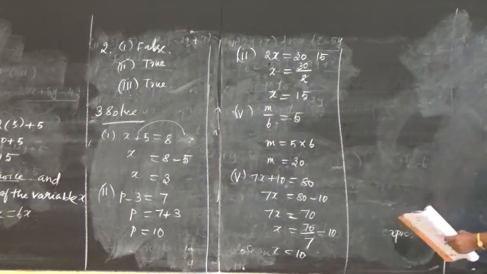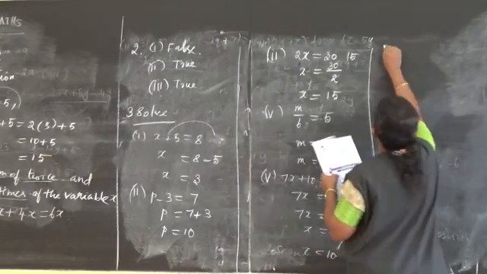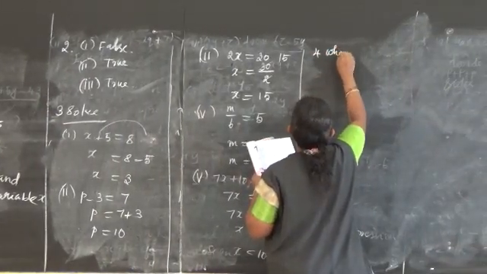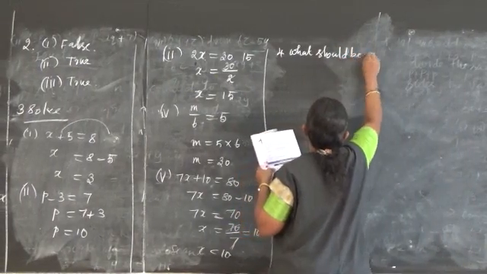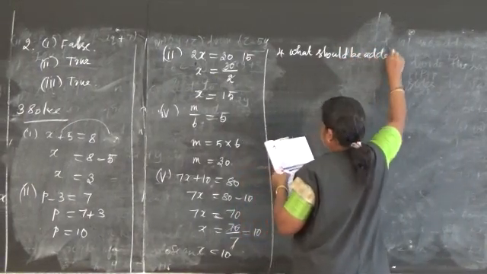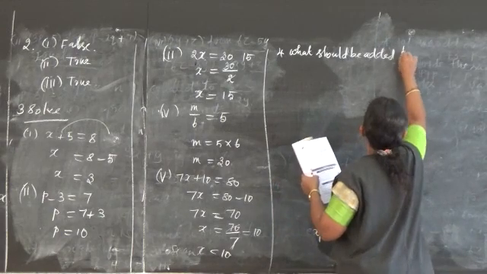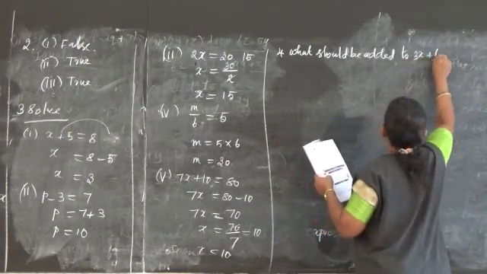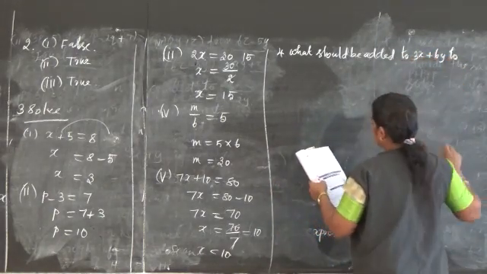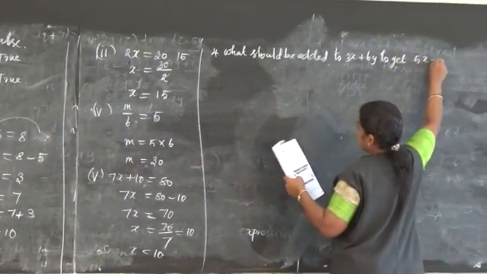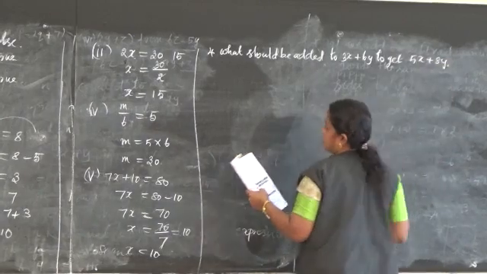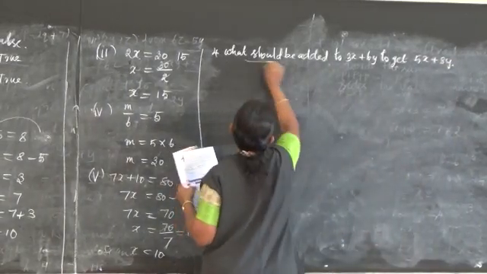What is the question given to us? What should be added to 3x plus 6y to get 5x plus 8y? So what should be added?